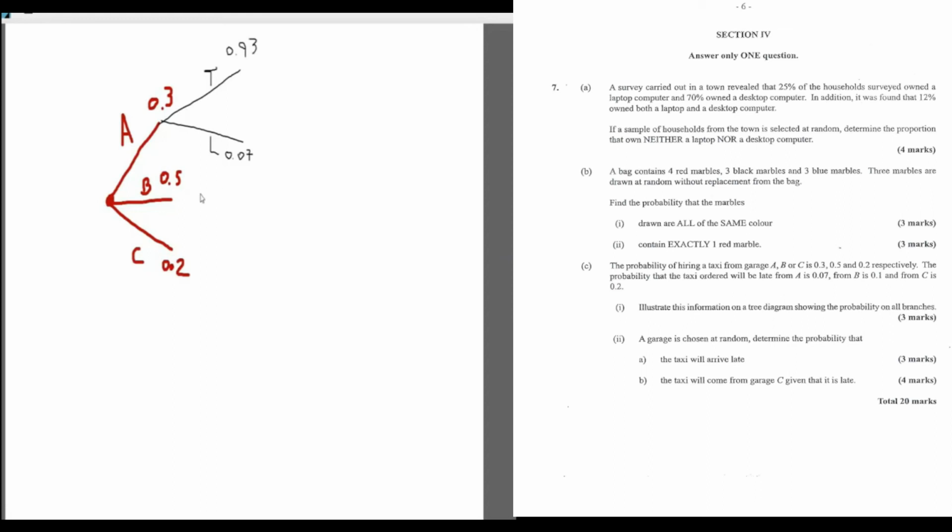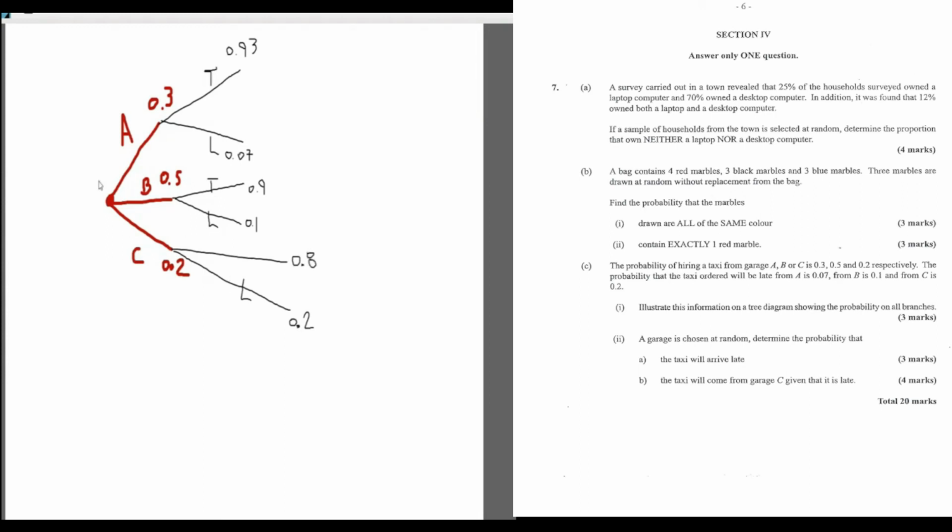Taxi B, there's a 10% chance taxi B will be late. I don't like that service. So on time and late, there's a 10% chance taxi B will be late, and a 0.9 chance it will be on time. Then let's go way over to taxi C. Now, the chance of taxi C being late is 0.2. That's a 20% chance taxi C is late. That is a very high chance. I wouldn't want to go with taxi C at all.